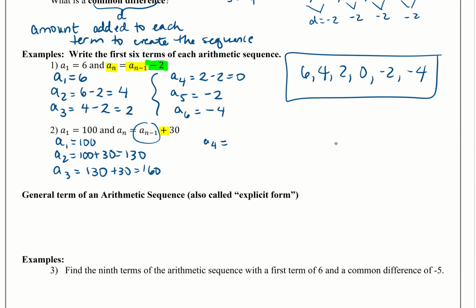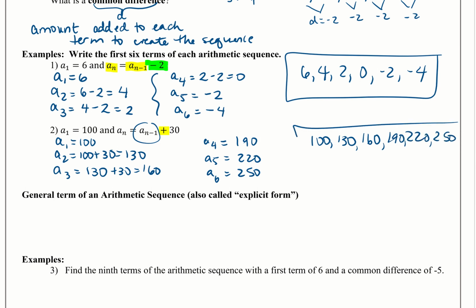Once we recognize this as arithmetic, we don't actually have to show the work, but we do want to make sure we're just continually adding 30 each time as that common difference. So for this one, we'd have 100, 130, 160, 190, 220, and then 250. You might not need to show all of the work. You want to be able to identify this as arithmetic when you see this type of format. Now, when it's recursive, you're going to see the common difference added or subtracted in to the previous term.